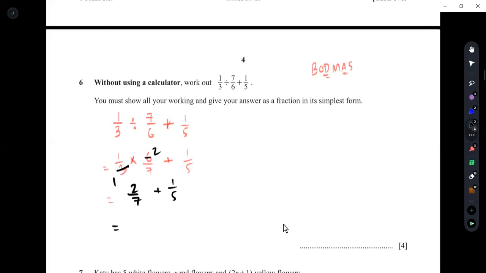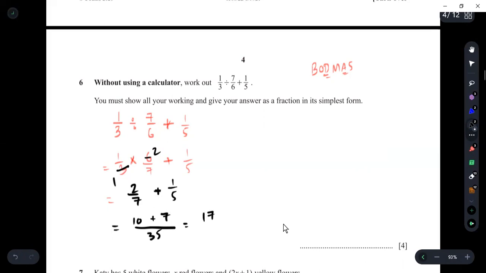Now to get this answer, we multiply because we have to add the fractions. So we can multiply 5 there, plus we can multiply 7 here. 7 times 1 and 5 times 2 over 7 times 5, 35. So it is 17 over 35, which cannot be simplified. So our answer should be that.